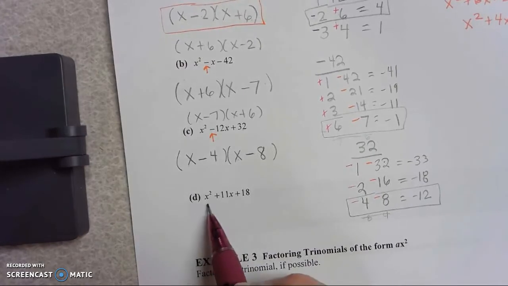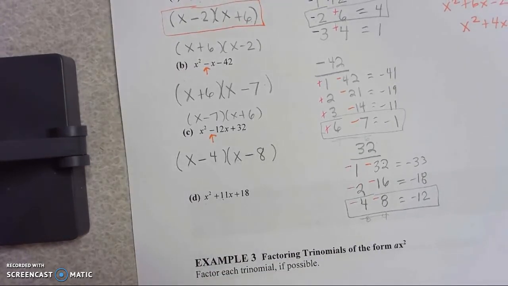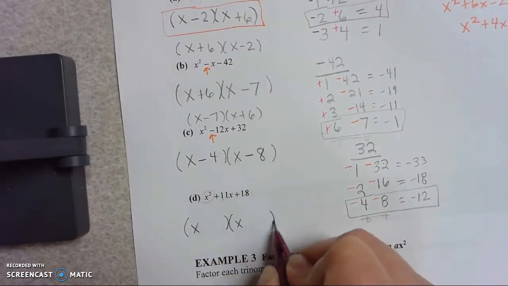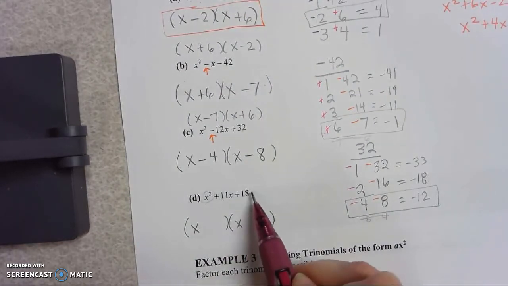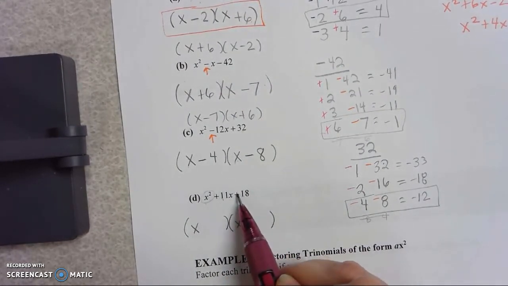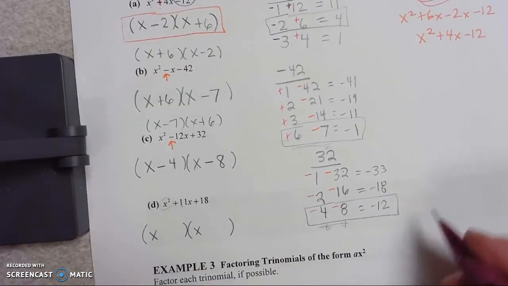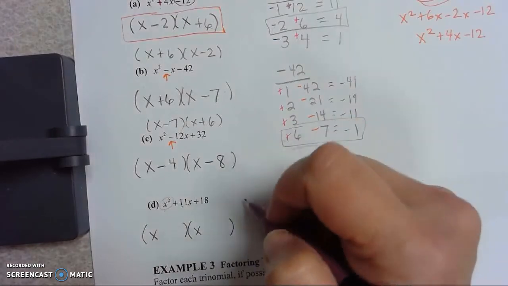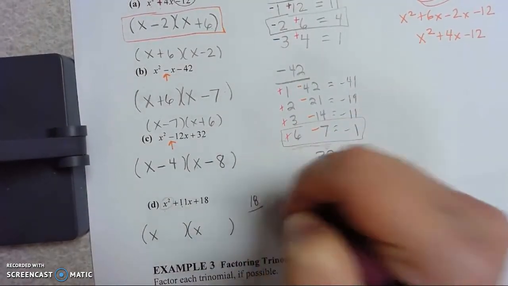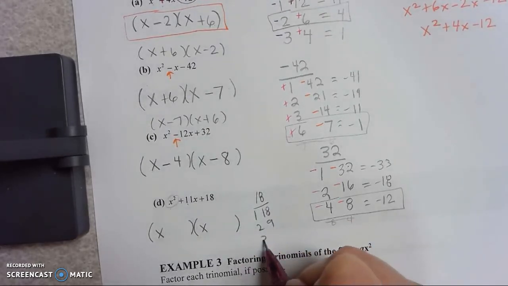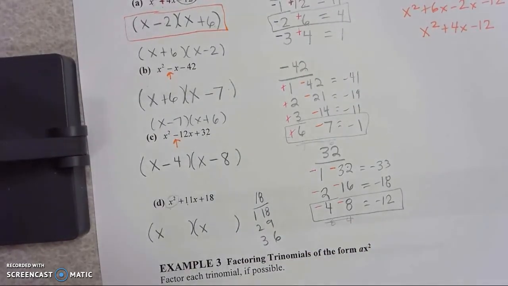Alright, lastly, I'm going to look at x squared plus 11x plus 18. It's of the form x squared, so I know the first term in each parenthesis is an x. Alright, I'm looking for what multiplies to give me 18. Those same two numbers are going to add to give me 11. Let's say I can probably do it right here. 18. 1 times 18, 2 times 9, and 3 times 6 are my factors of 18.